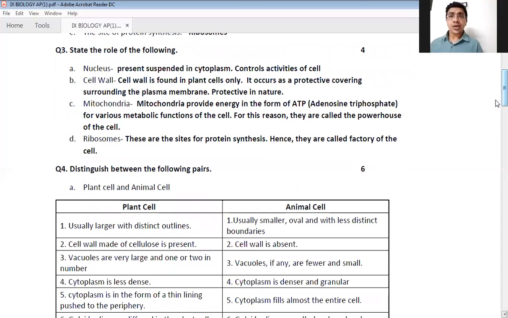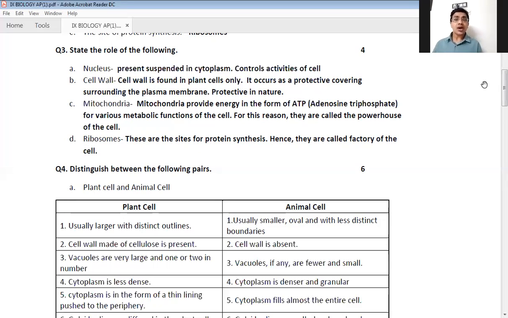Yeah. So now we're going to the third question, which is state the role of the following. And these are 4 questions for 1 mark each, right? So let's try to understand something about this role of following. When I say role of following or functions of following, they are a similar kind of questions, right? So let's try to understand something about this. The first one was nucleus, right, in the question. So let's try to understand.